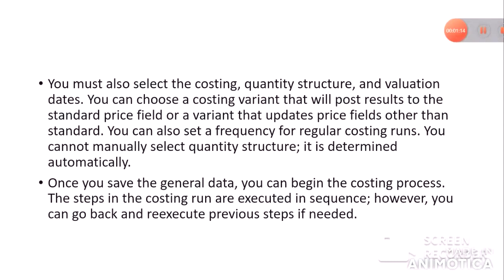You can choose a costing variant that will post results to the standard price field, or a variant that updates price fields other than standard. You can also set a frequency for regular costing runs. You cannot manually select quantity structure; it is determined automatically. Once you save the general data, you can begin the costing process. The steps in the costing run are executed in sequence. However, you can go back and re-execute previous steps if needed.